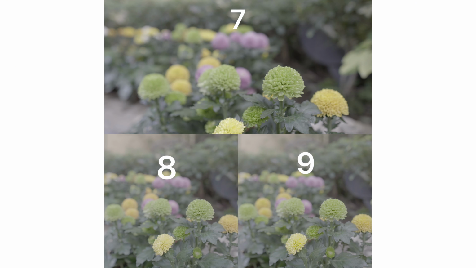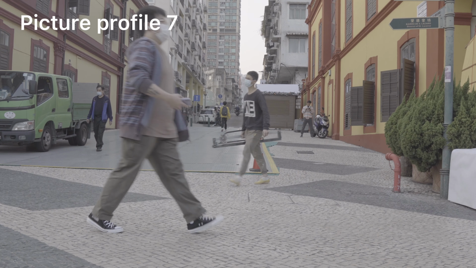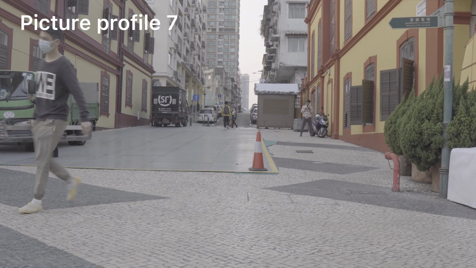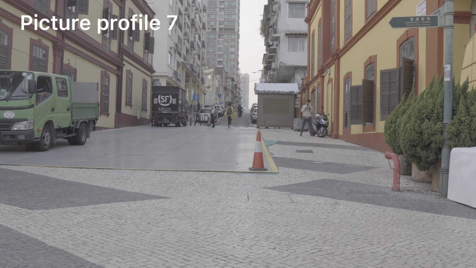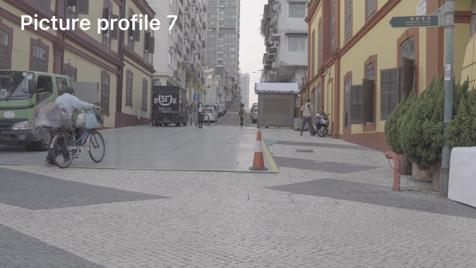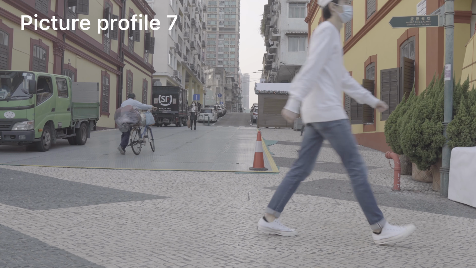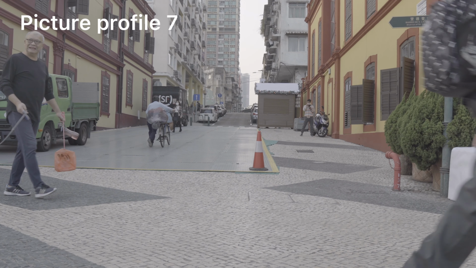And I would categorize picture profile 7, 8, 9 as the super desaturated ones, and personally, I won't use them because I don't like to color grade a lot. So these picture profiles are just too flat for me.